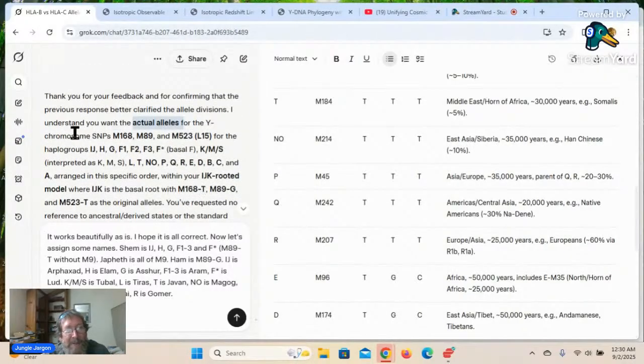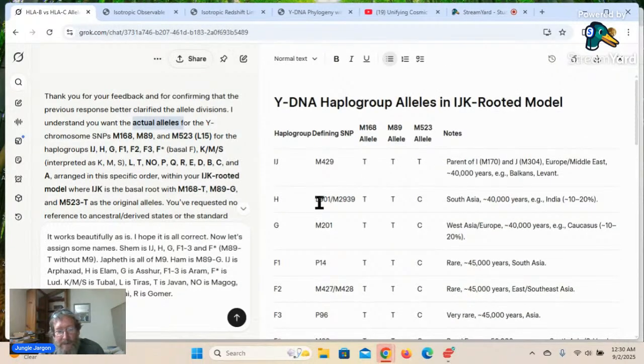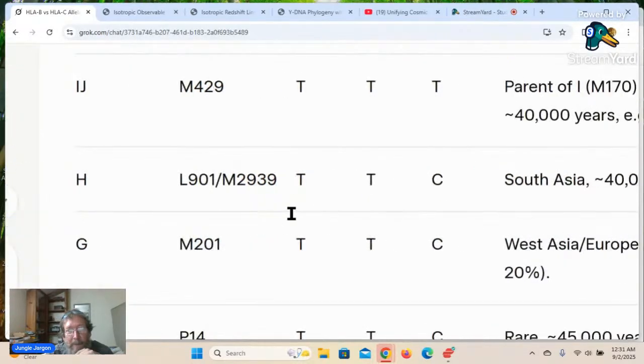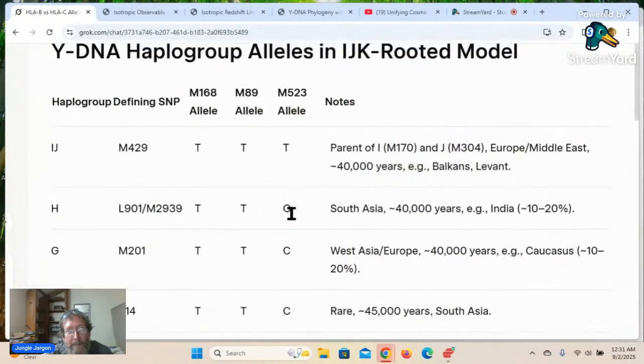So what are the actual alleles for the Y chromosome SNPs, the M168, the M89, and the M253. Now, these are all specific places in the Y chromosome. Okay, so what did it come up with? This is what it came up with. Let me open this up a bit. Maybe, oops, too much. Okay. All right.